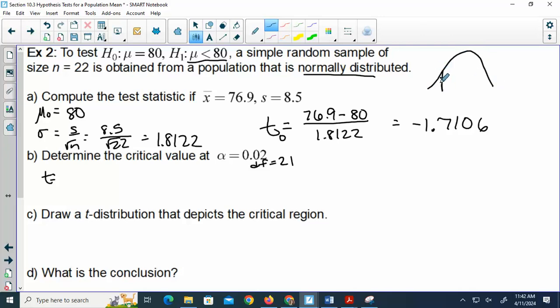So what that's saying is this area is 0.02. We need the t that goes with it. So what kind of number will our t be? A negative. So we go to the 0.02, 21 degrees of freedom, and we get negative 2.189.